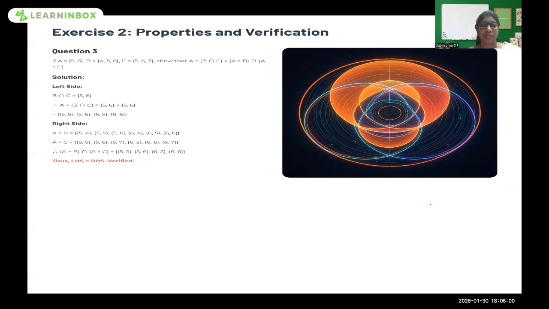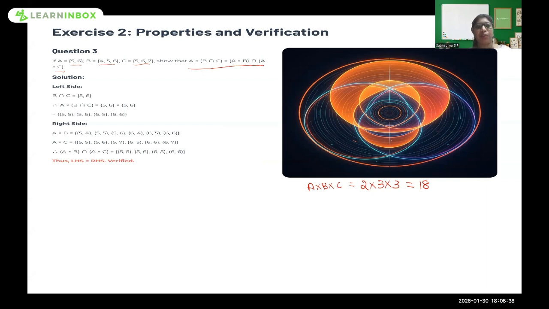Here's the next question. A is equal to 5, 6. B is equal to 4, 5, 6. And C is equal to 5, 6, and 7. If we had asked A cross B cross C, then we would have gotten 2 into 3 into 3, 18 elements in total. But what we have asked here is A cross (B intersection C) equals (A cross B) intersection (A cross C). We have to prove this property.